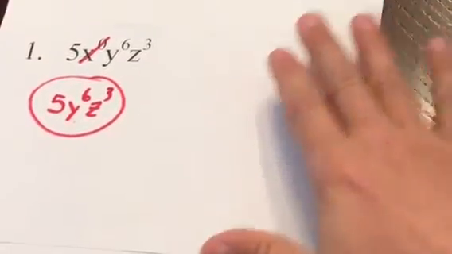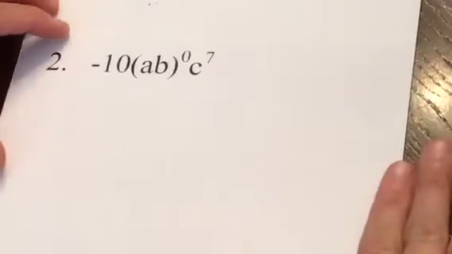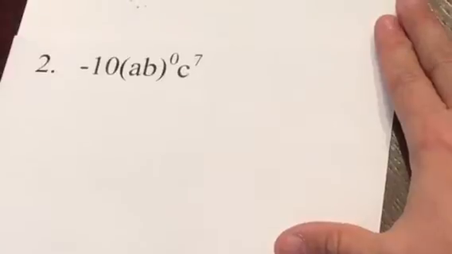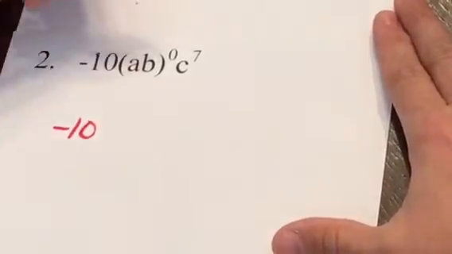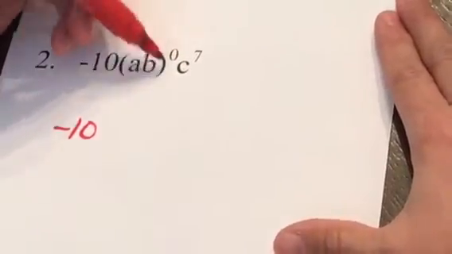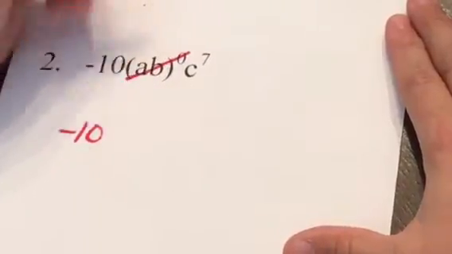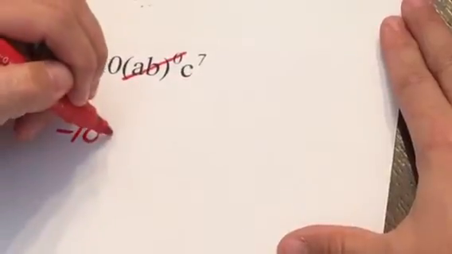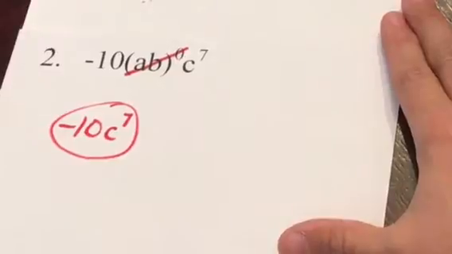Let's look at example number 2. Example number 2. The negative 10 has no exponent. It has nothing to simplify with, so the negative 10 will stay. The 0 exponent goes with the entire parentheses. The entire parentheses with the 0 exponent cancels out. The c to the 7th power stays. And there's our final answer for example 2.